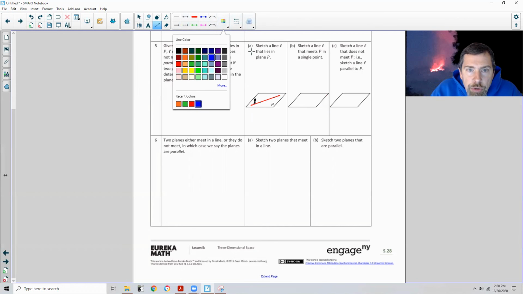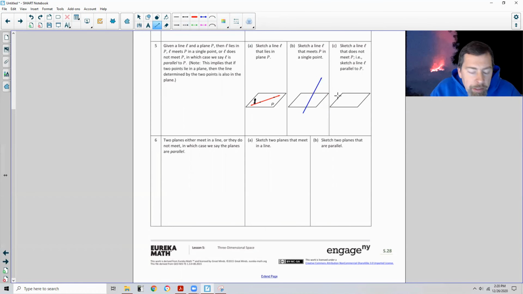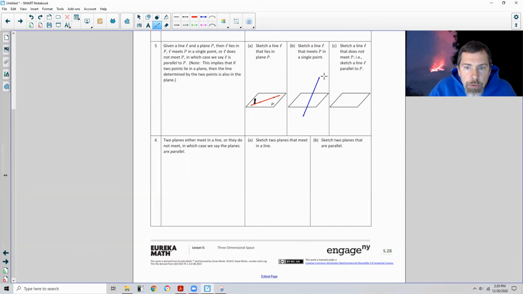All right, so let's use blue. Let's make it thinner. And this would be, that's a ray. This would be the line. And then you put a point on it that appears to be on the plane somewhere. So this dot is on the plane. Picture this blue line poking up through that plane like that. Line L meets P in a single point. There it is. C says sketch a line L that does not meet P, i.e. sketch a line L parallel to P.